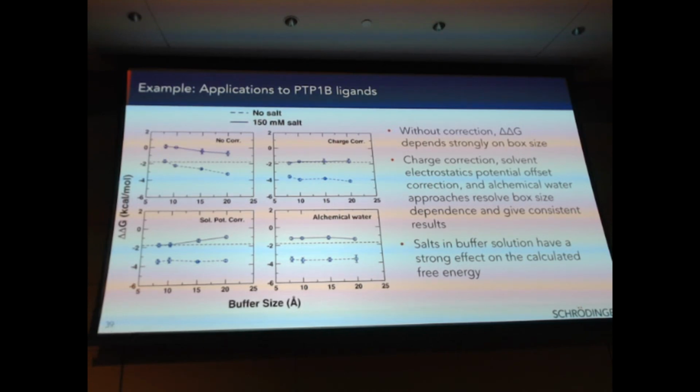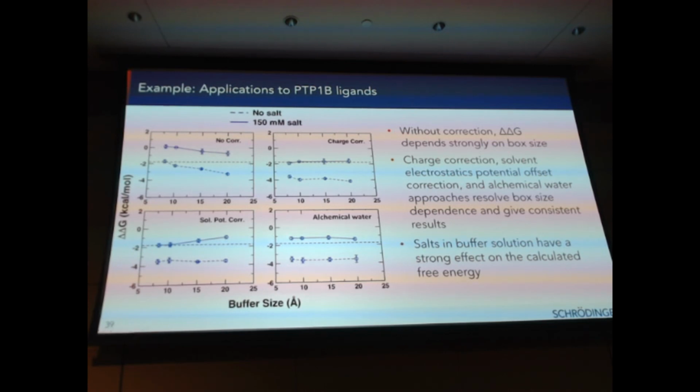And for each method, we tried 2 sets of experiment. In the first set of experiment, we only have counter ion to neutralize receptor. In the second set of experiment, in addition to the counter ion to neutralize receptor, we also put additional salts to mimic the ionic strength of the buffer solution. And the dashed black line is the experimental value for this perturbation.